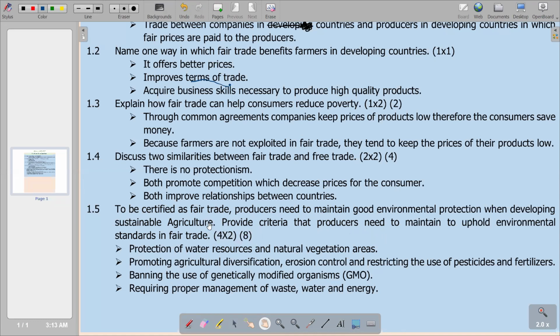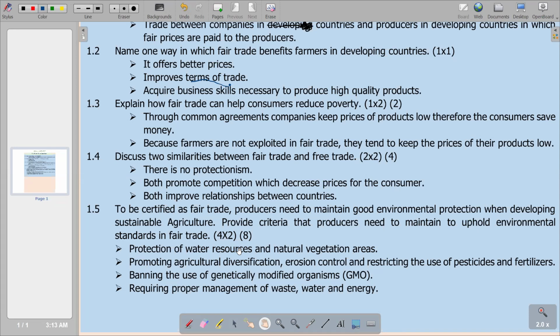So we are going to come up with the criteria that producers need to maintain to uphold environmental standards in fair trade. So what should we take into consideration as producers regarding the environment that we are operating in? We are operating in an economy, and what should we take into consideration?